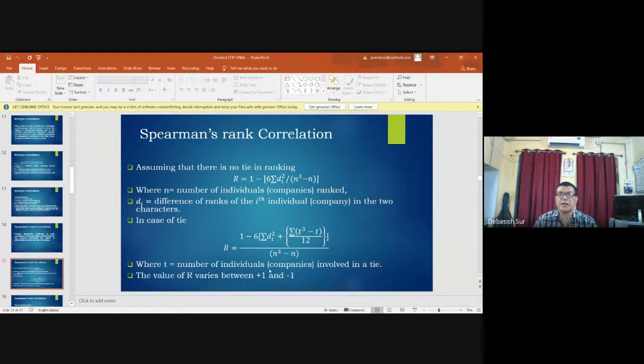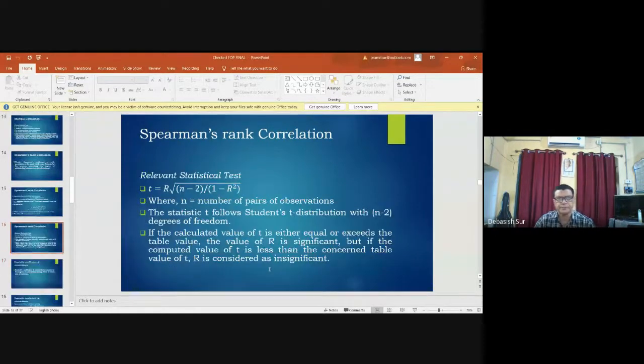As the Spearman rank correlation coefficient is entirely based on simple correlation coefficient, Spearman rank correlation coefficient also varies between +1 and -1. That means the interpretation is similar to what we have done in case of Pearson simple correlation. So the maximum value of Spearman rank correlation coefficient is +1 and the minimum value is -1.